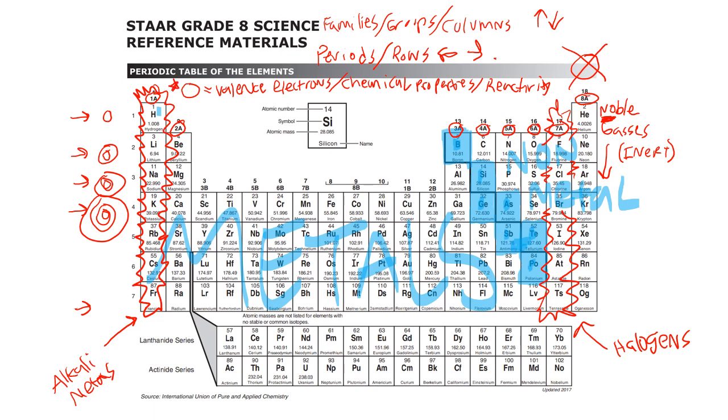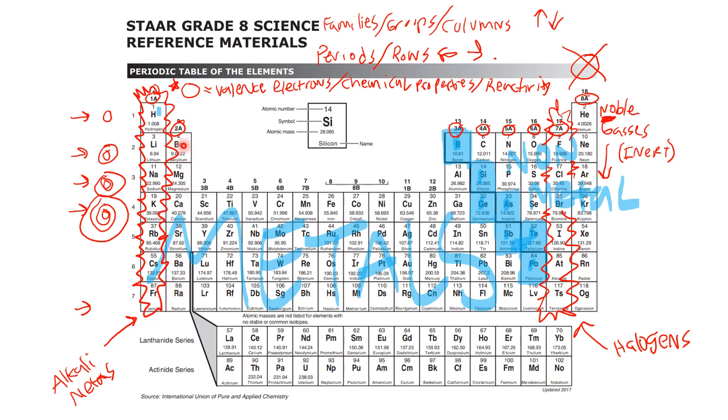So that means, let me get the pointer here, follow along guys, that means everything in family 1A has one electron on its final outer shell. So that means that they're all super, super reactive and unstable. Those are the alkali metals with the exception of hydrogen, that's a gas. Then everything in 2A, everything in family column group 2A, where I'm showing you, everything has two valence electrons on the last shell.